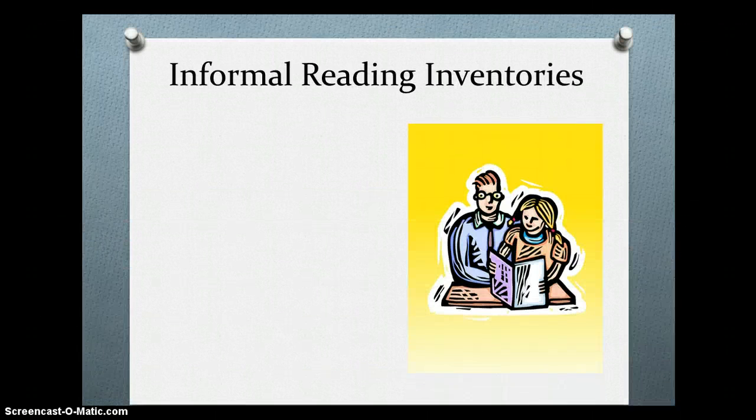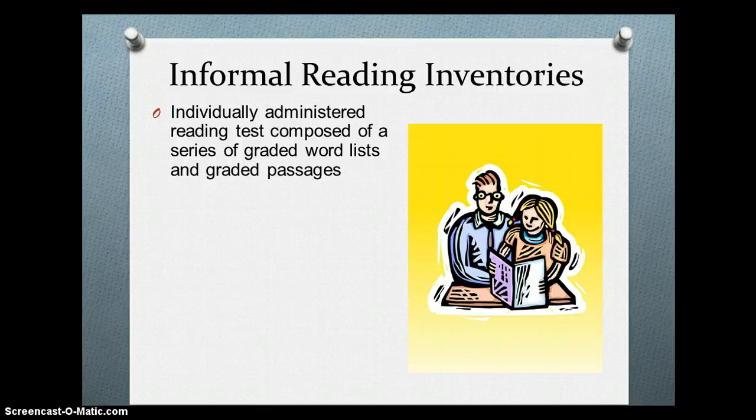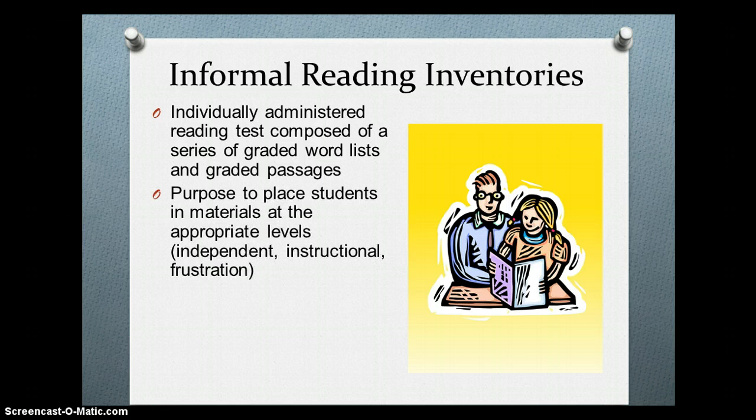So first of all, informal reading inventories you should be very familiar with because you've already done some with your first student. They are individually administered reading tests composed of a series of graded word lists, which then help you administer the graded passages. So there are two main purposes. The first is to place students in materials at the appropriate level of instruction, so independent materials, finding instructional materials for the classroom, and then frustrational materials, which you would want to avoid.